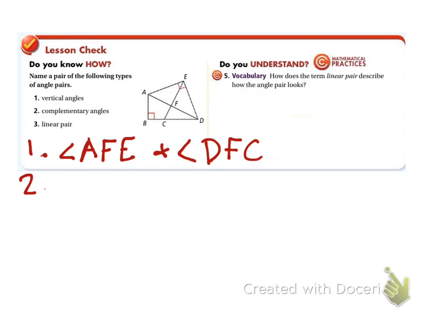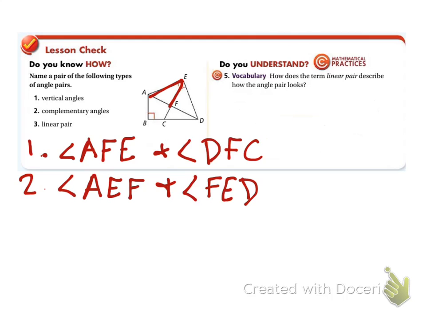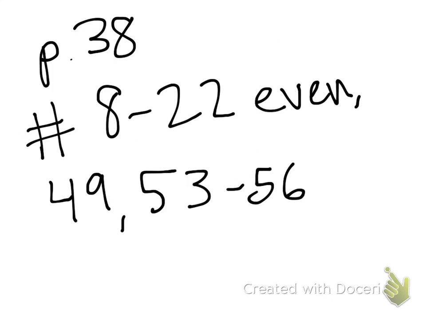Two, complementary angles, so they add up to 90 degrees. And remember, I need to use something that is marked as 90 degrees, because I can't just assume it from the picture. So if I look here, this angle is marked as 90 degrees. So angle AEF, that guy, and angle FED are complementary angles. And here's your homework.